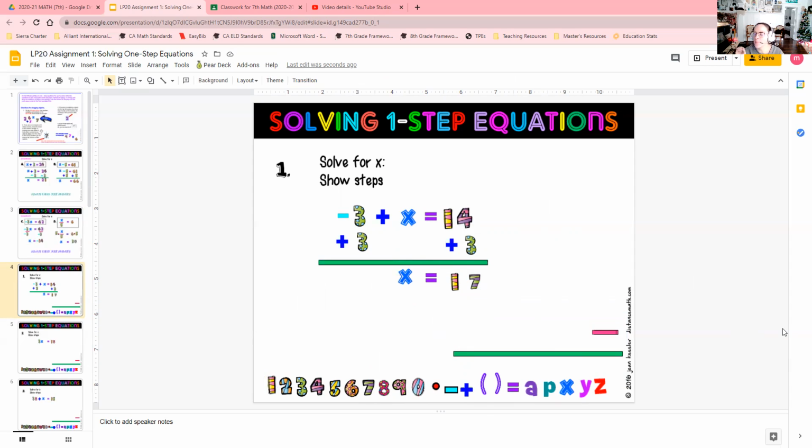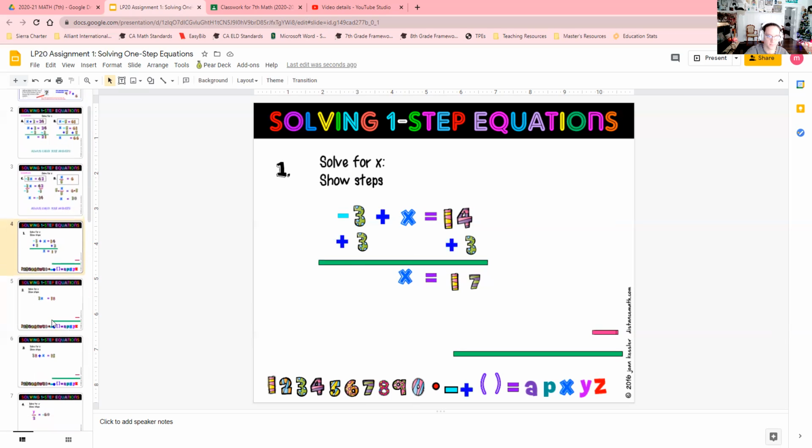Please make sure to keep all of your work neat and organized. It is very important that I can tell what you're thinking and what you're doing when you solve these. Okay, so that is how we do number 1 when you have a negative number that you're wanting to cancel.